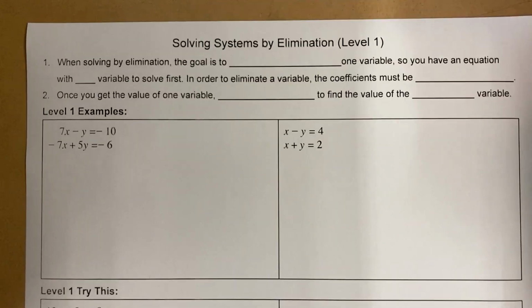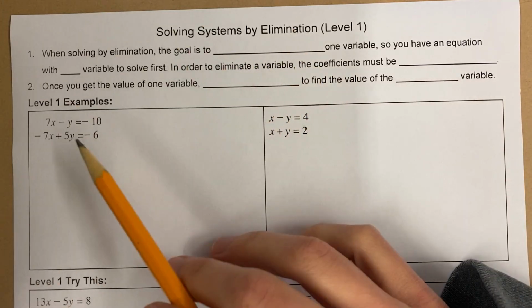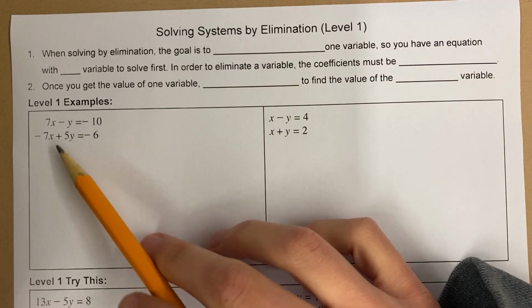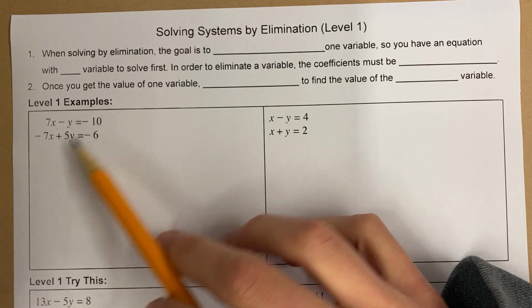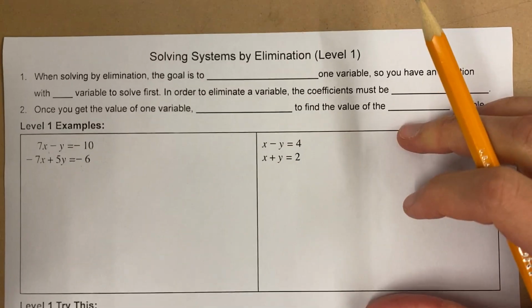We are going to learn a new way to solve a system, and it's called elimination. We use elimination when we have two equations that are in standard form. So you can see a number times x plus a number times y equals a number, and so on, right? Number times x plus a number times y equals a number. That's how all of these systems are going to be.